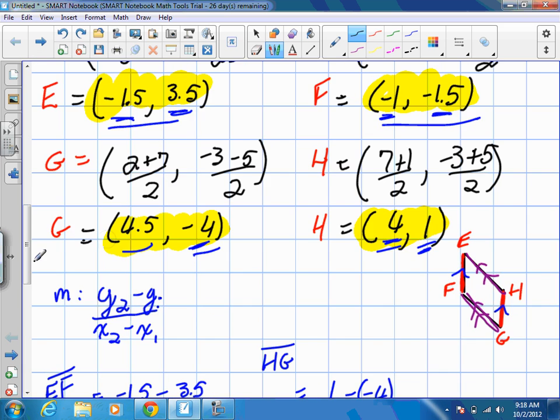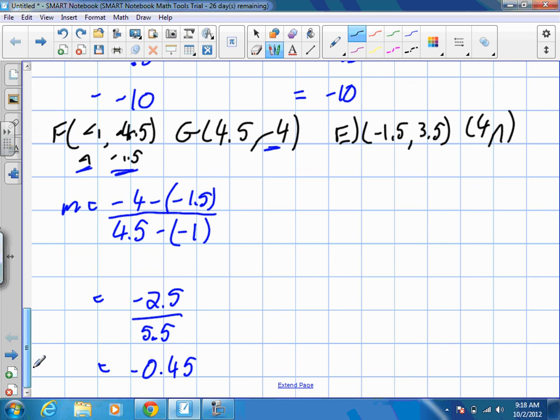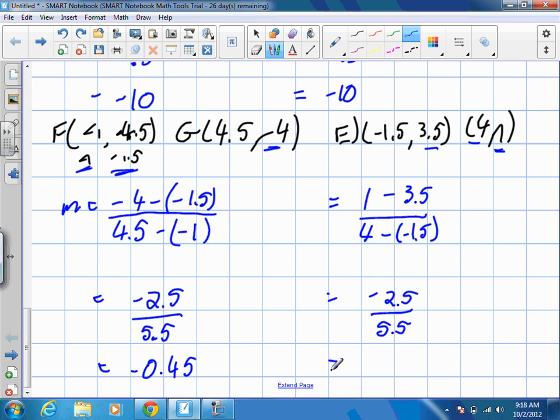Okay, last time for slope. Let's quickly go through this. Y2, we'll call it 1, subtract positive 3.5. X2 is 4, subtract negative 1.5. 1 subtract 3.5 gives us negative 2.5. And 4 subtract negative 1.5 is like adding, 5.5. We get what's considered the exact same slope as before. Okay? So, all that work just to prove that that is a parallelogram.